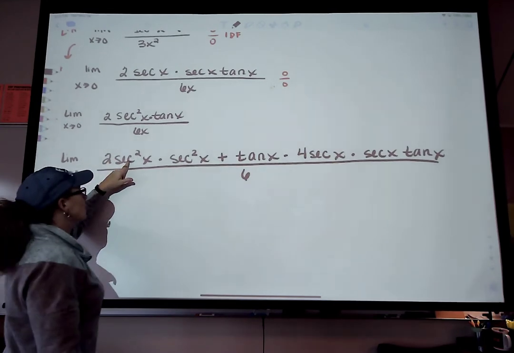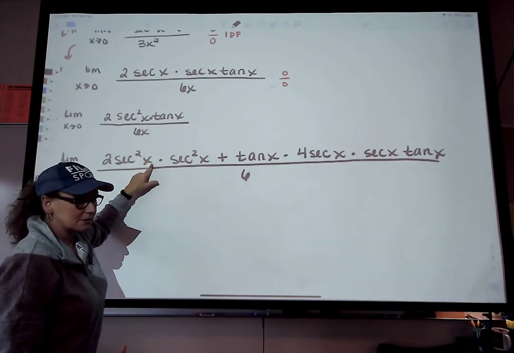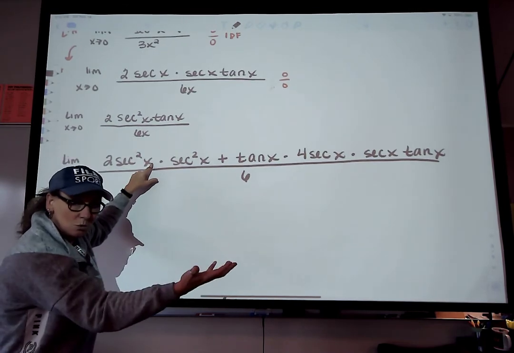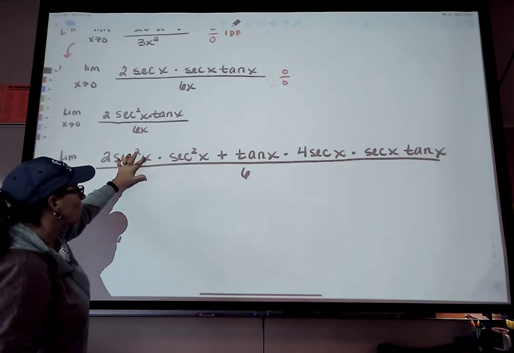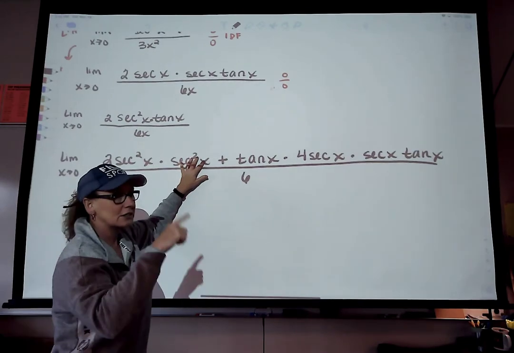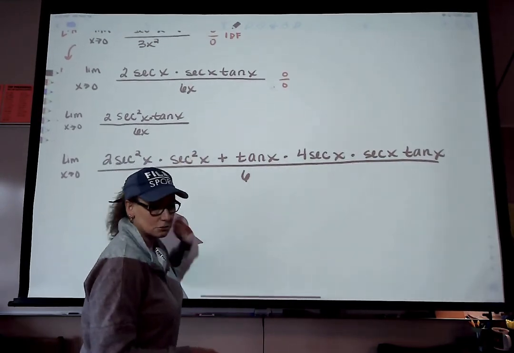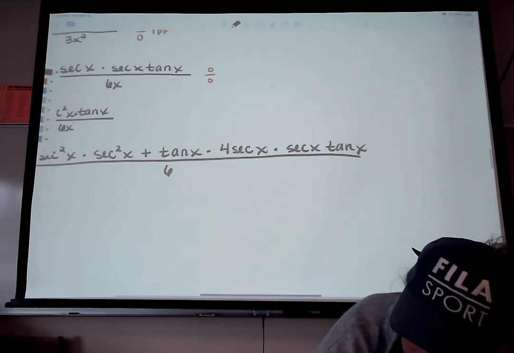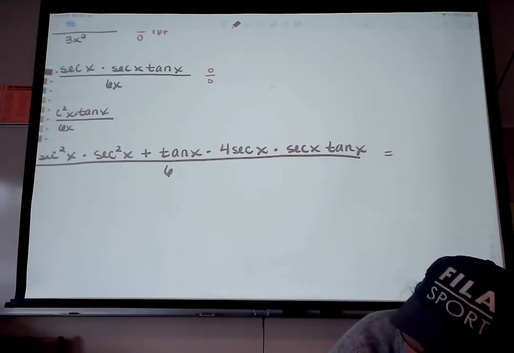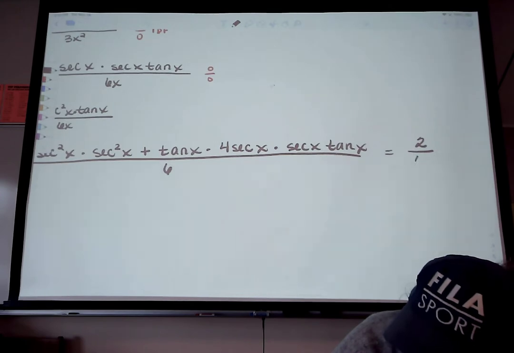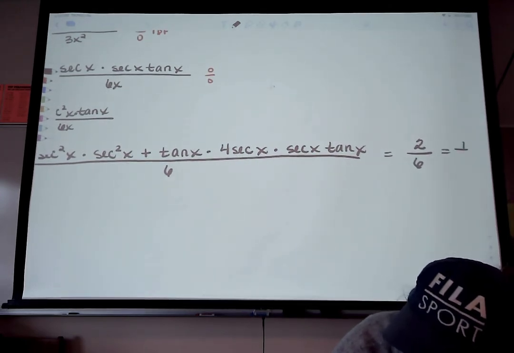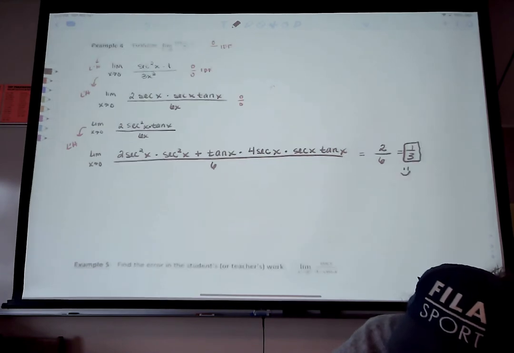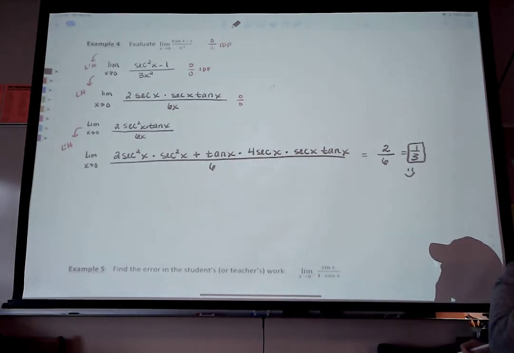We already talked about what secant of 0 is. It's cosine of 0, which is 1, turned upside down, which is still 1. So I got 2 times 1 squared times 1 squared, so 2 times 1 is 2. My numerator is 2, and my denominator is still 6. Ooh, cool. I got a halfway decent answer on that.